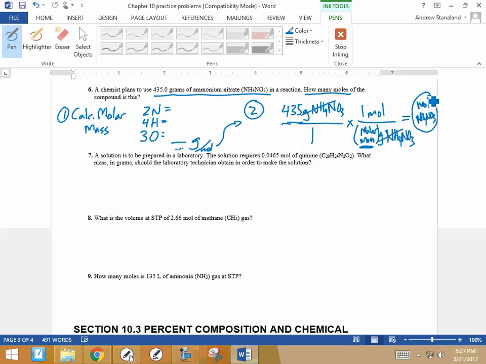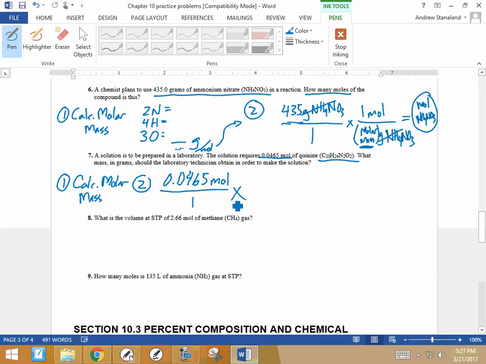What's next? 7. We will need to calculate the molar mass of this molecule. 20 carbons, 24 hydrogens, 2 nitrogens, 2 oxygens. That's the first step. Again, shocking, I know, but calculate the molar mass. Then, step 2, start with moles, 0.0465 moles, and you're going to multiply by the molar mass that you calculated in step 1 in grams per 1 mole. Moles cancel, and you'll get some answer in grams. Okay?